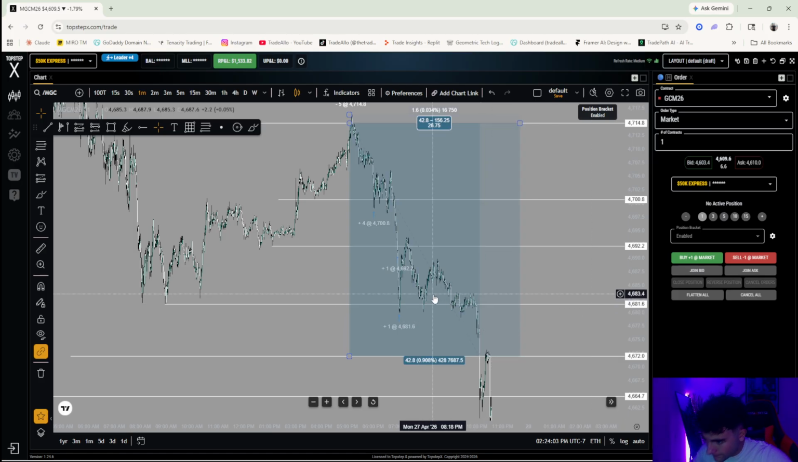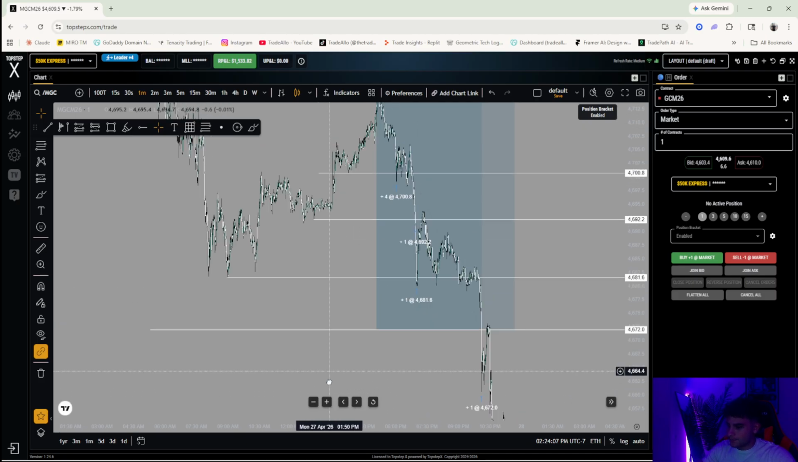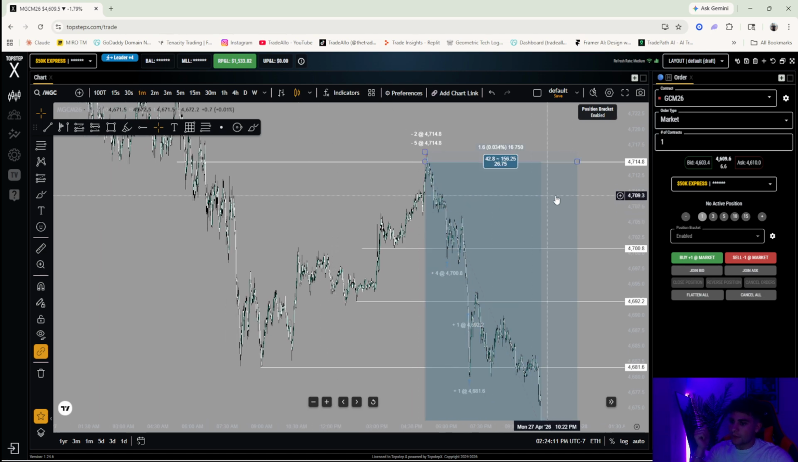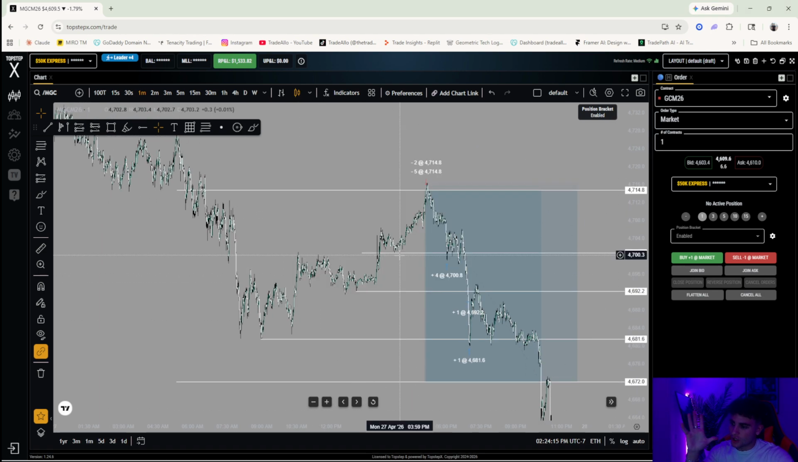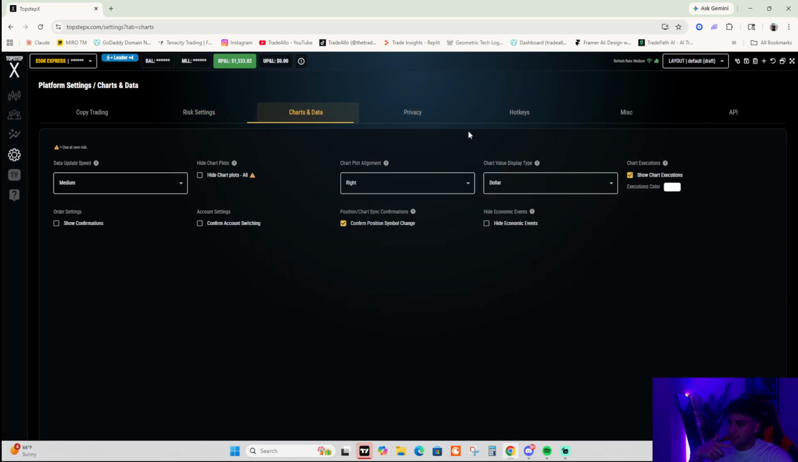So first, let's break down the entry point first. I'm going to pull up my TradingView to show you guys this, to make it a little bit more clear in your brain. And now that you've seen my executions, I'm going to take that off because it's going to look ugly when I'm going through higher time frames and all this and that.